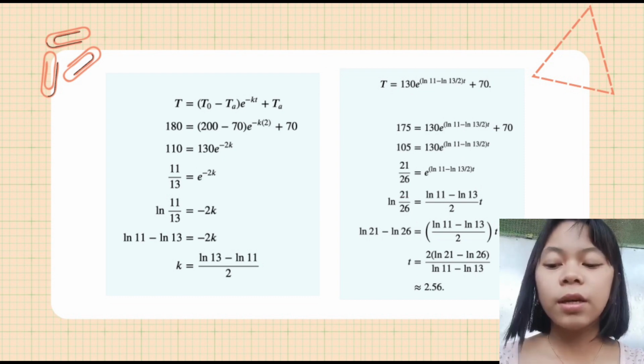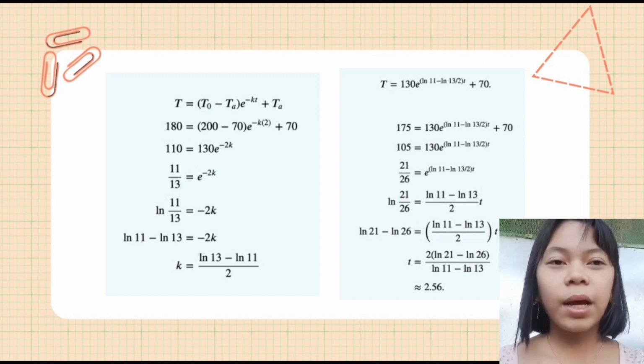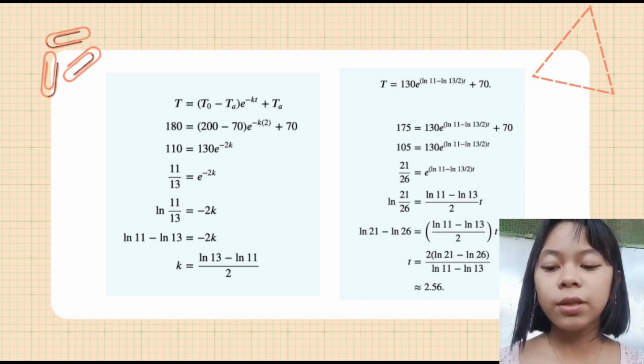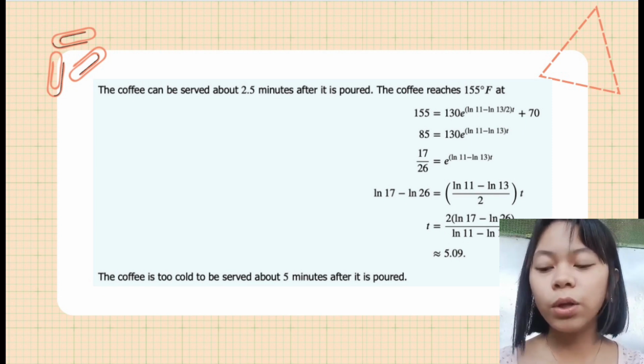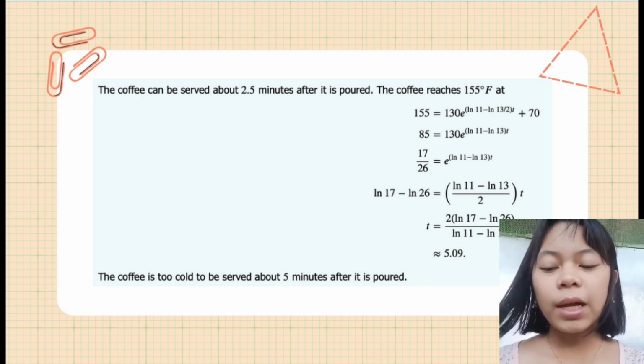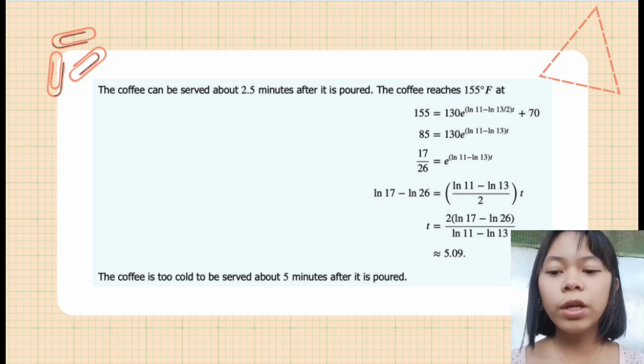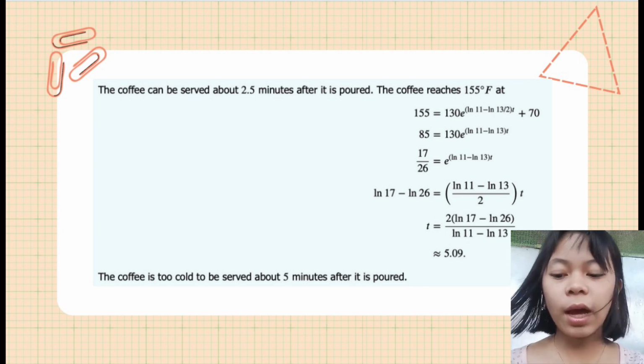Then the model is T equals 130e raised to (ln 11 minus ln 13) over 2 times t, plus 70. The coffee reaches 175 degrees Fahrenheit when 175 equals 130e raised to (ln 11 minus ln 13) over 2 times t, plus 70. 105 equals 130e raised to (ln 11 minus ln 13) over 2 times t.